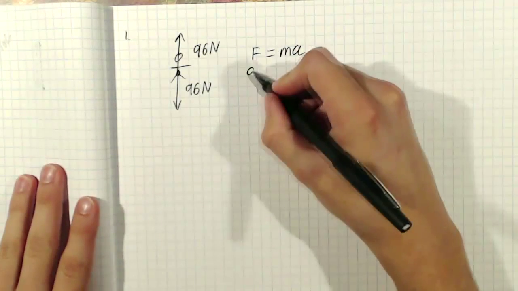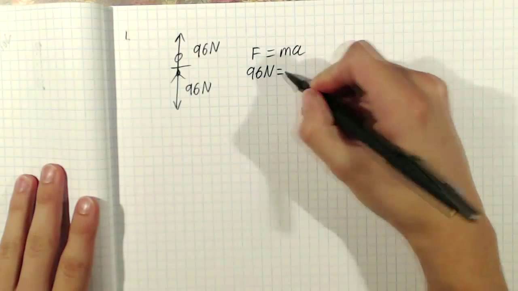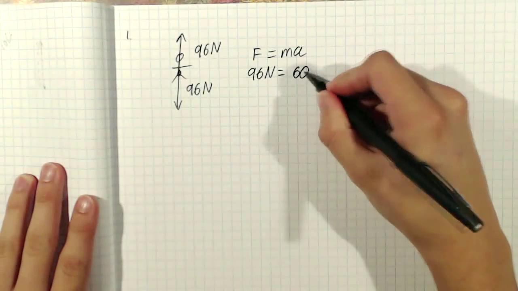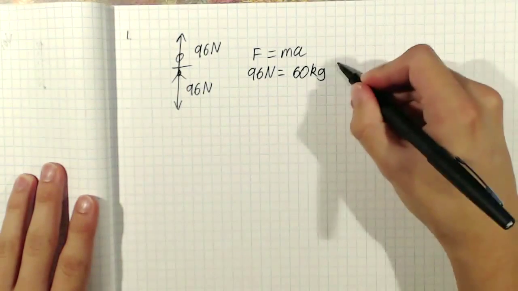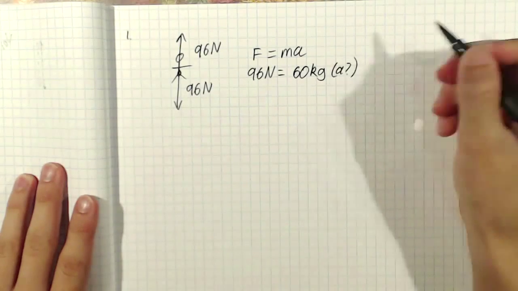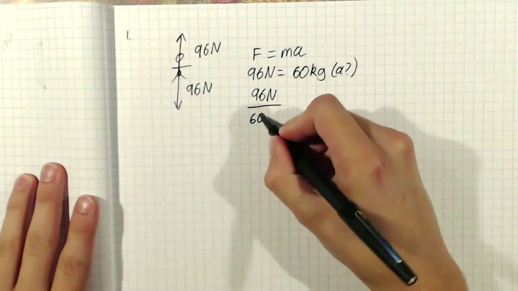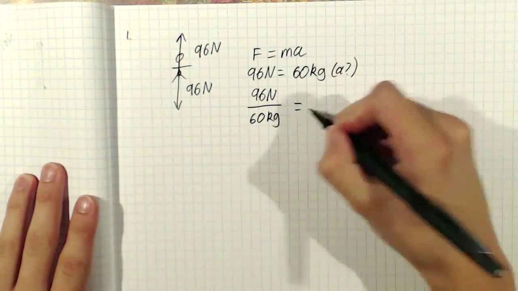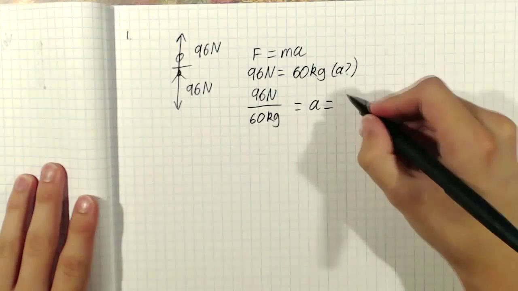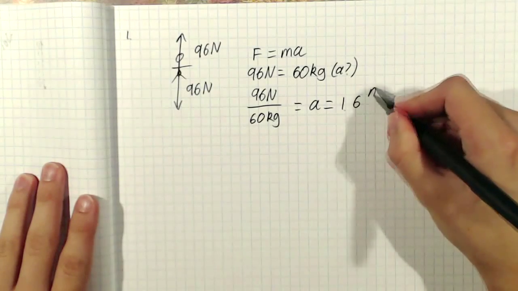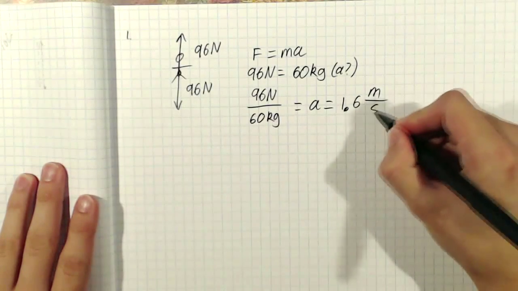We know that our force is 96 newtons, equals our mass, which is 60 kilograms, times our acceleration, which is our unknown. So we take 96 newtons divided by 60 kilograms, and we get our acceleration, which when you plug it into your calculator is 1.6 meters per second squared.